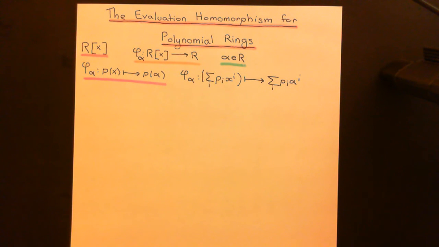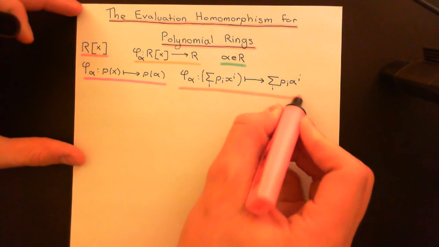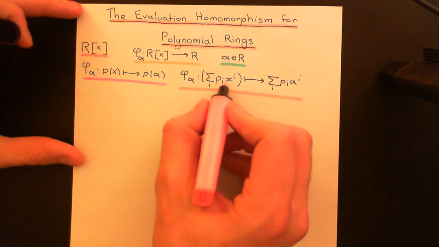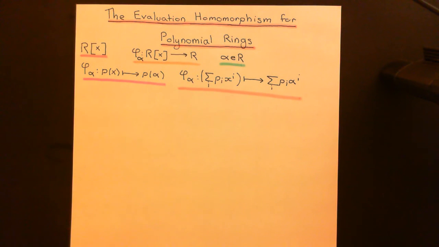Really what has happened here is a very big change, and I want to stress in this video, this is the main purpose of this video, to stress what a big change has actually occurred there. On the left hand side, this polynomial, this is just a symbol in the ring of polynomials over that ring capital R.